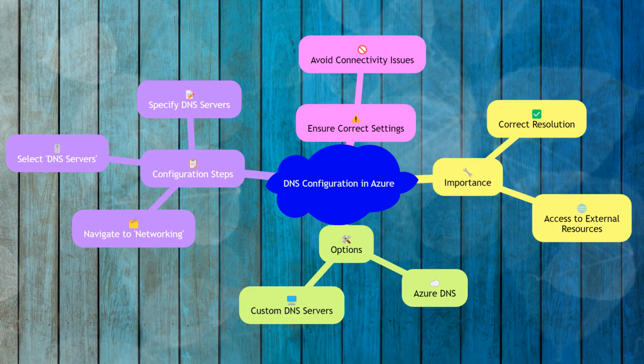DNS configuration is essential for ensuring that your app service can resolve domain names correctly. Azure provides several options for DNS configuration, including Azure DNS and custom DNS servers. Proper DNS configuration ensures that your app can access external resources and services without issues. To configure DNS settings, navigate to the networking section of your virtual network and select DNS servers. You can specify custom DNS servers or use Azure-provided DNS. Ensure that your DNS settings are correctly configured to avoid connectivity issues.